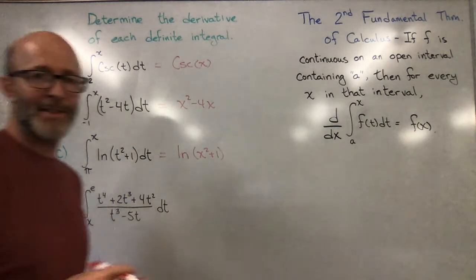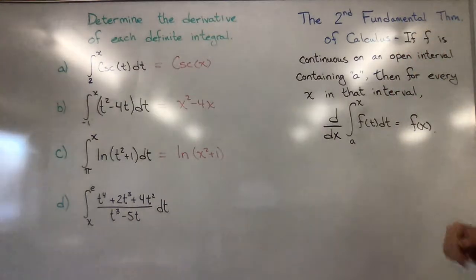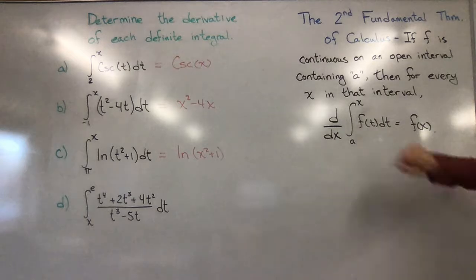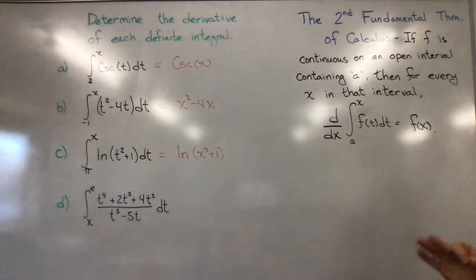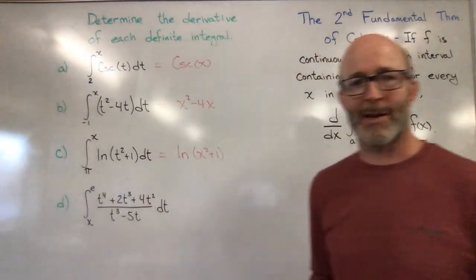Now, I just want to point out this last one is a little bit different. Take a look at where I put the variable. This has been set up where we have a constant going to a variable. The lower limit's a number, and the top limit is a variable. So what happens when I switch those around?